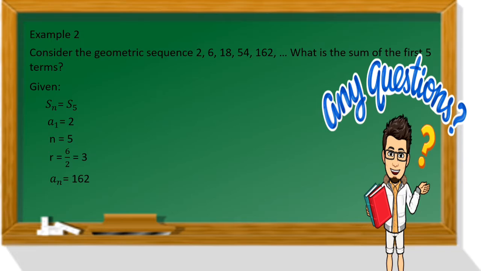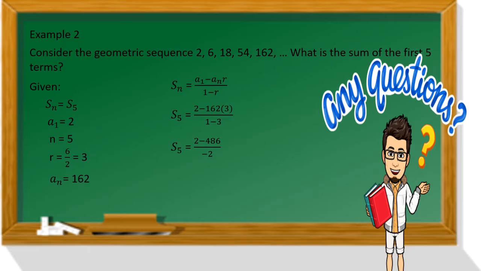So we are going to use the formula s sub n is equal to a sub 1 minus a sub n multiplied by r all over 1 minus r. So let us substitute the value. We have s sub 5 is equal to 2 minus 162 multiplied by 3 all over 1 minus 3. So first we are going to multiply 162 multiplied by 3, and then after that we are going to subtract the product of 162 and 3 by 2, and then divided by 1 minus 3.